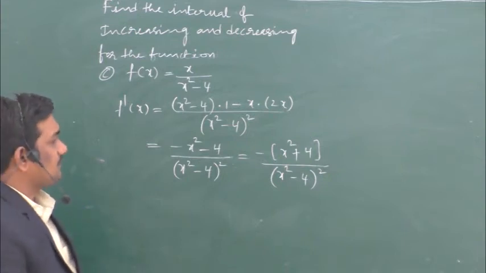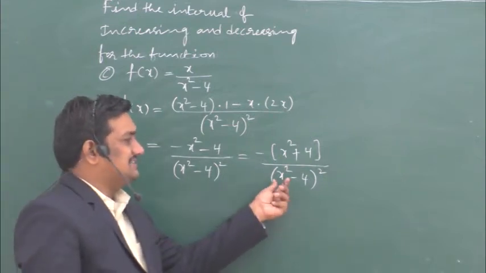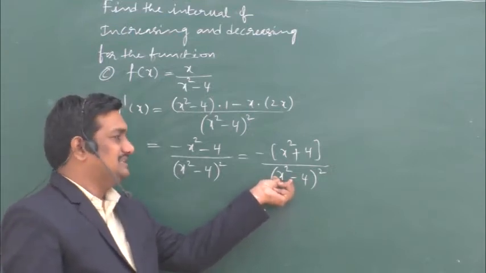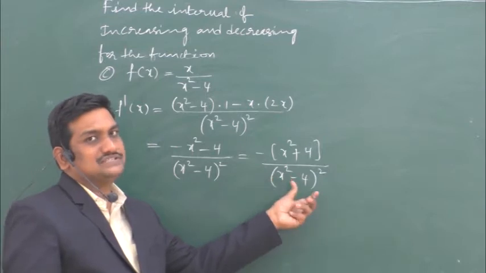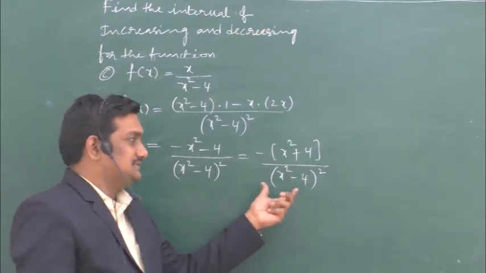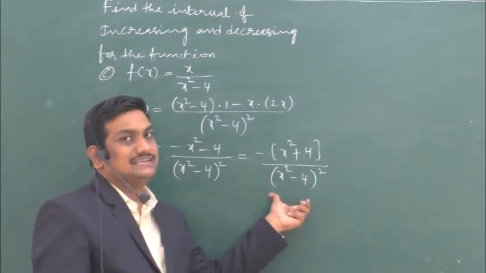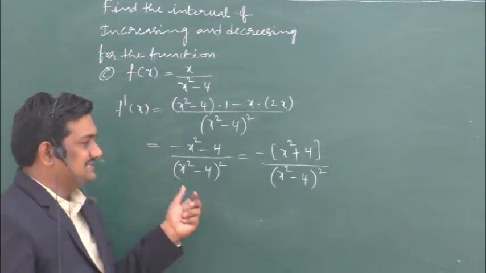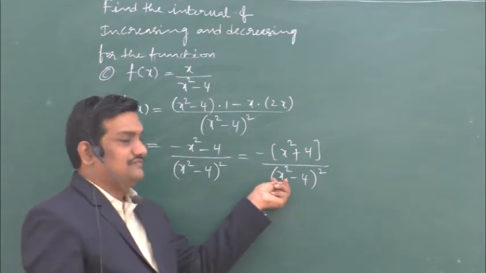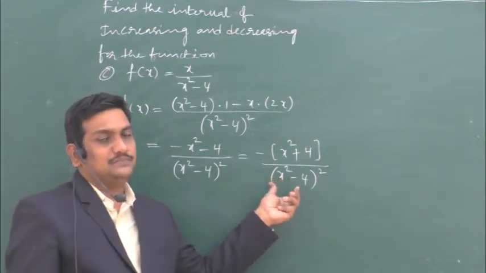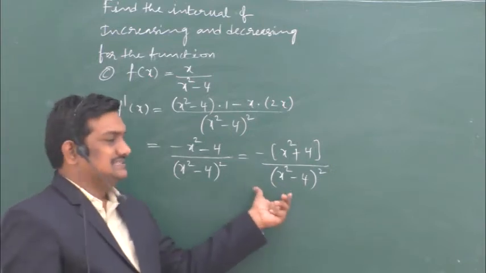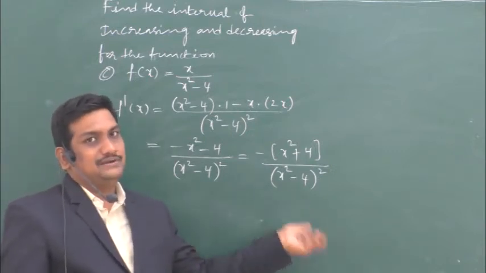So if you take x equals to -2, then (-2)² is 4. 4 minus 4 is 0. So it does not exist. Whenever x equals to -2, the value does not exist. If you take x equals to 2 also, 2² is 4, 4 minus 4 is 0. Then also the value does not exist. So it does not exist for -2 and 2.